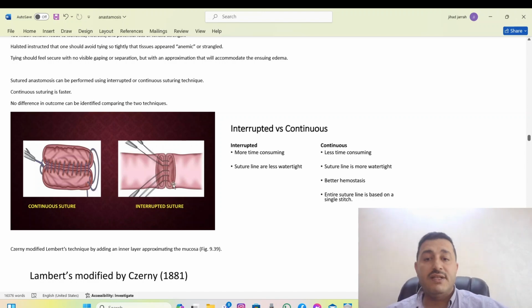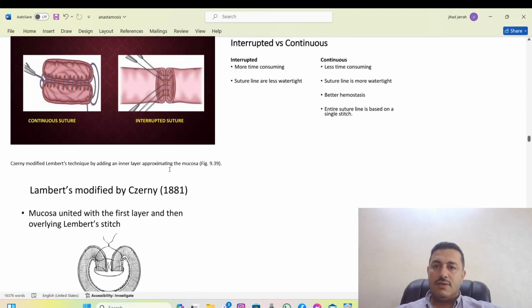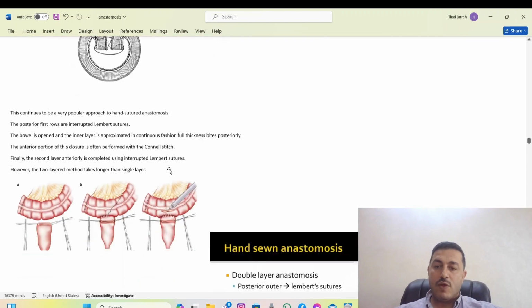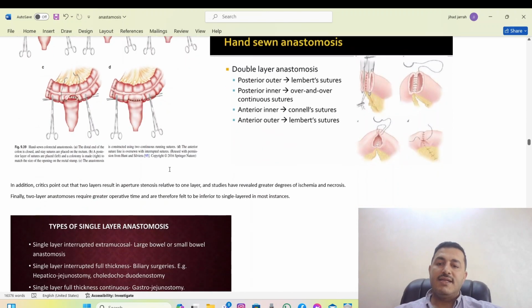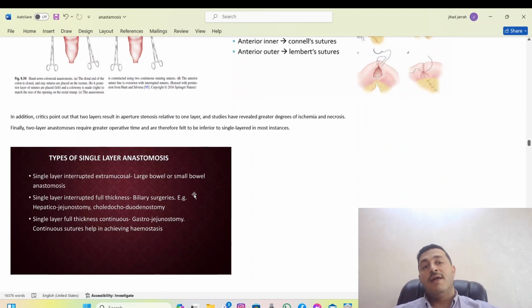And this is interrupted. I see in many literatures that they recommend interrupted sutures. This says that it's better for oxygenation and vascularity. What's clear? What's clear is the single layer or double layer anastomosis.